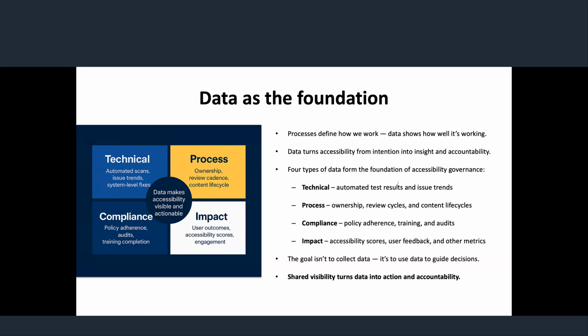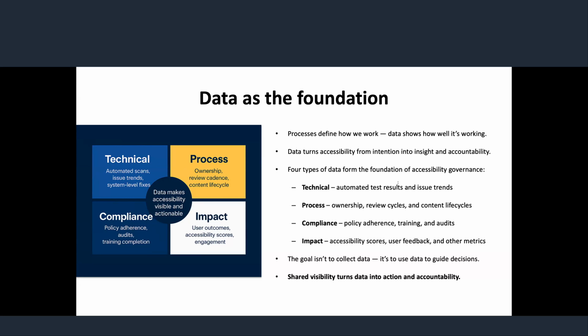The second is process data. This data provides information about ownership and content review cycles. Who created and published content? Who has modified the content and when? This data tells us who is responsible for accessibility and how often work is reviewed.